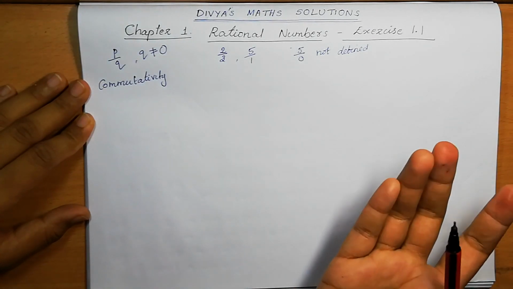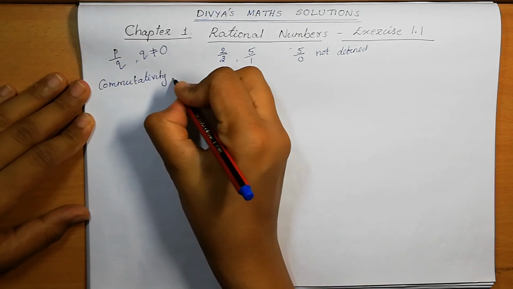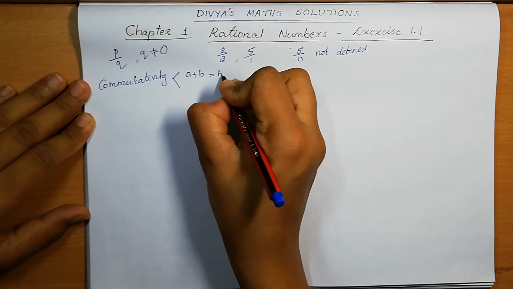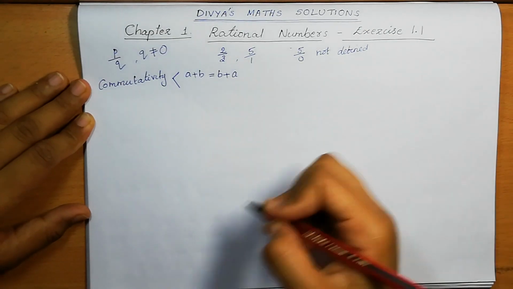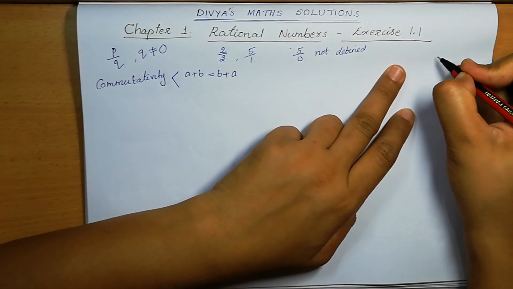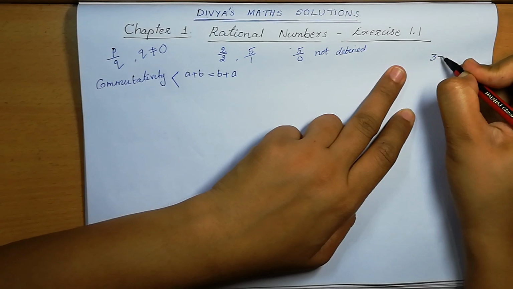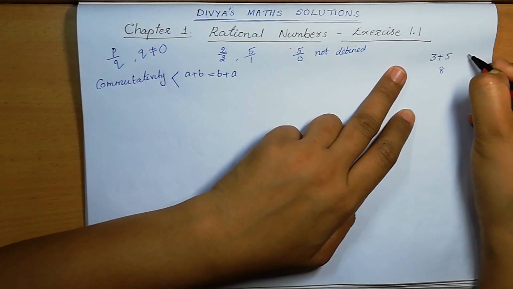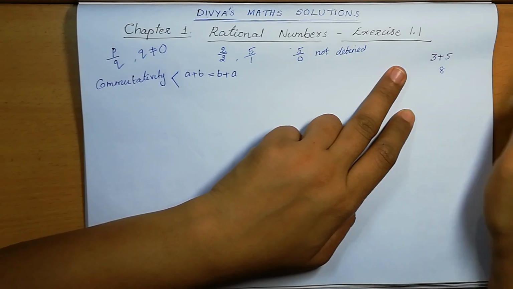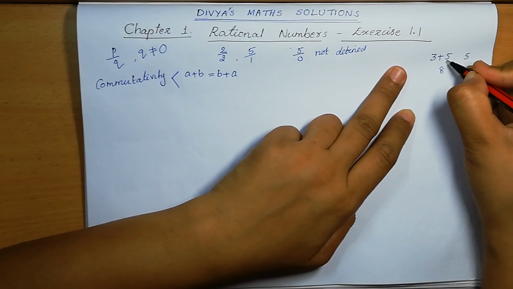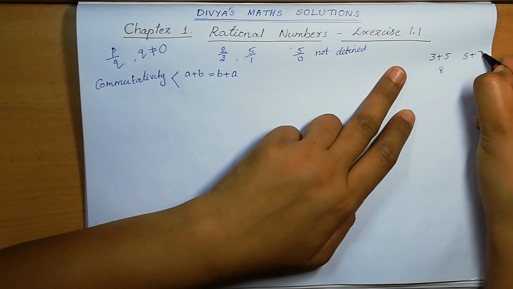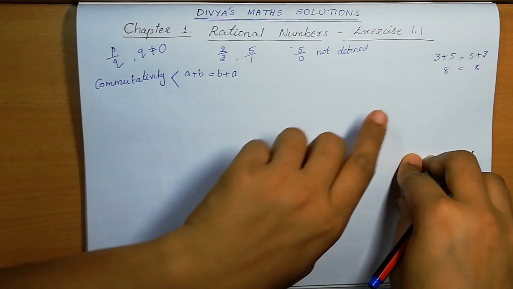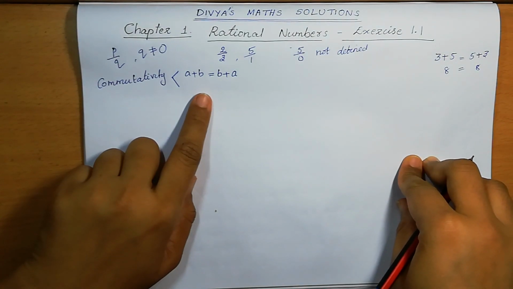Commutativity means a plus b is the same as b plus a for addition. We can verify this for all numbers. I am taking two numbers, 3 and 5. 3 plus 5, what is the answer? 8. So we write a plus b is the same as b plus a. Here b is 5 and a is 3, so 5 plus 3 is also 8. Both are the same. Correct. That means commutativity: a plus b is the same as b plus a.